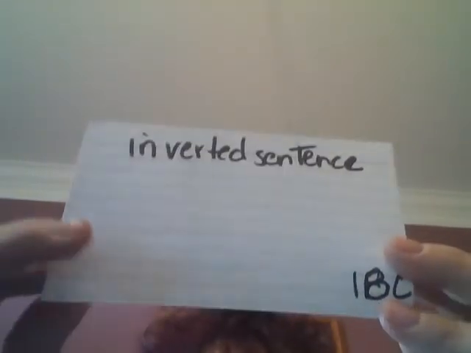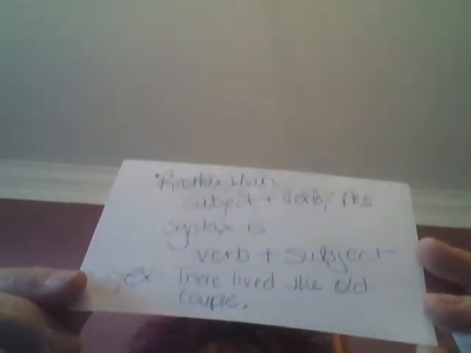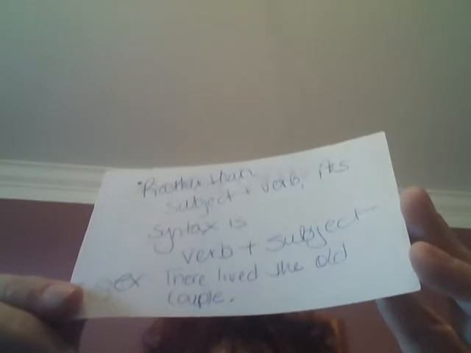An inverted sentence. Rather than subject plus verb, its syntax is verb plus subject. There lived the old couple. So a more common syntax would be the old couple lived there. So inverted, there lived the old couple. And obviously it gives you pause, plus it's probably an older form of writing where you'll see inverted sentences, especially 15th, 16th, 17th century poetry.